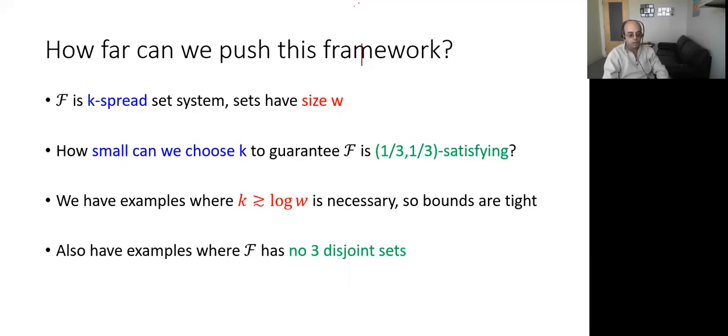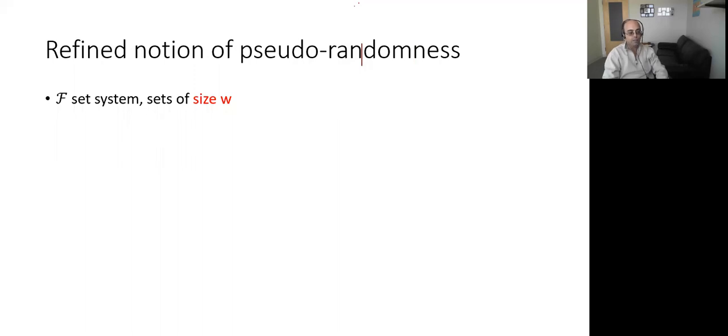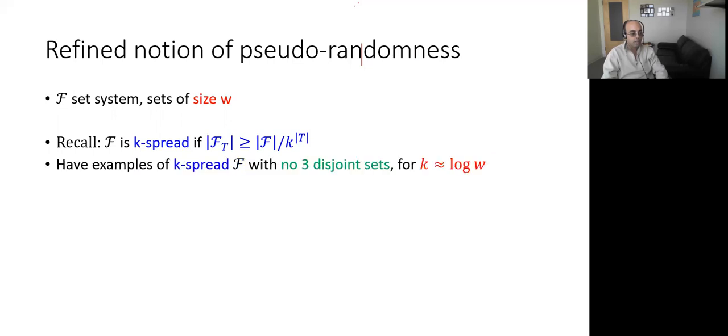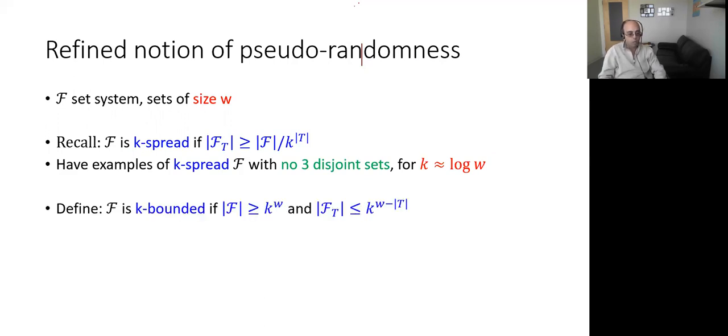But actually, there is one ray of hope, because you can slightly refine the notion of pseudo-randomness, for which you might hope to prove something like that. Remember, this is the pseudo-randomness definition we used: a set system is k-spread if the links shrink by a factor of k as you add more elements. Again, we have examples where this will not ever get us beyond the log W barrier. But if you think about what we need, it's actually okay to assume something stronger as our pseudo-randomness assumption. Let me call this k-bound, just to give it a different name.